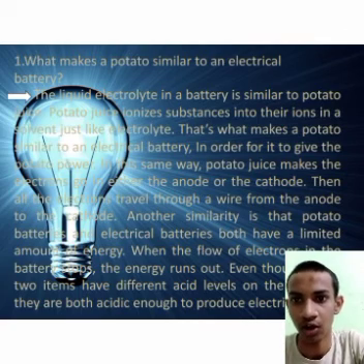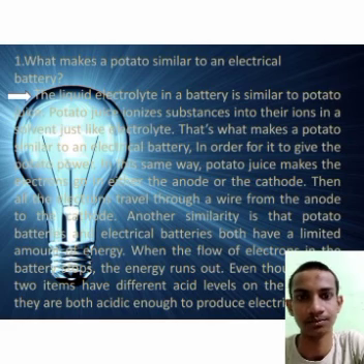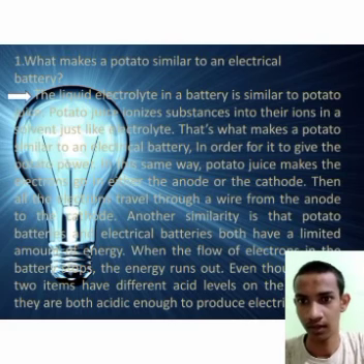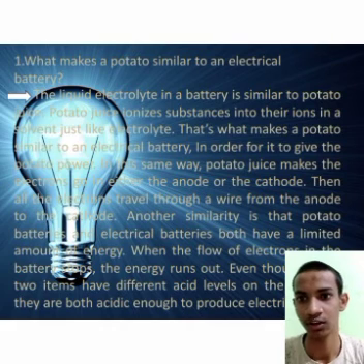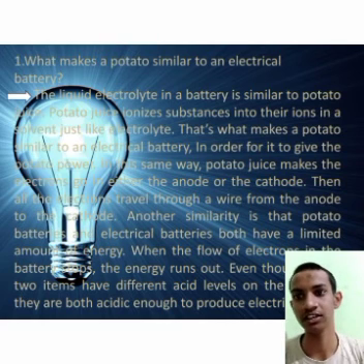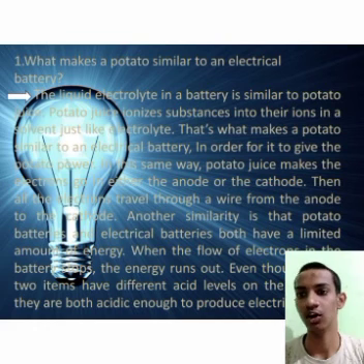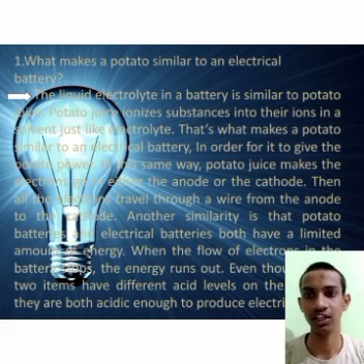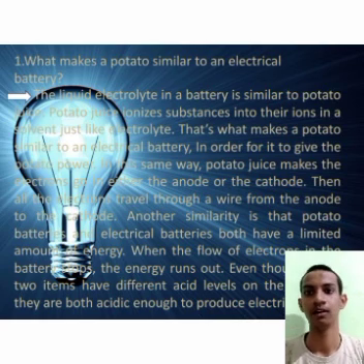Then all the electrons travel through a wire from the anode to the cathode. Another similarity is that potato batteries and electrical batteries both have a limited amount of energy. When the flow of electrons in the battery stops, the energy runs out. Even though these two items have different acid levels on the pH scale, they are both acidic enough to produce electricity.